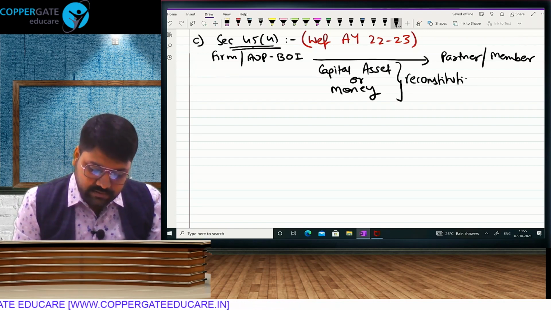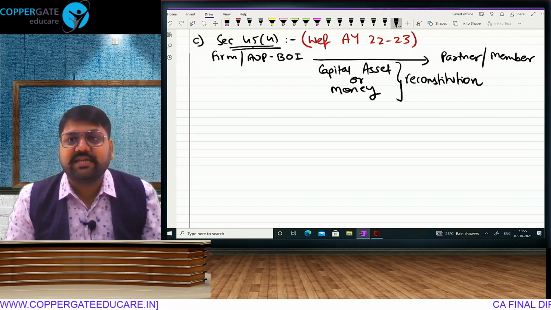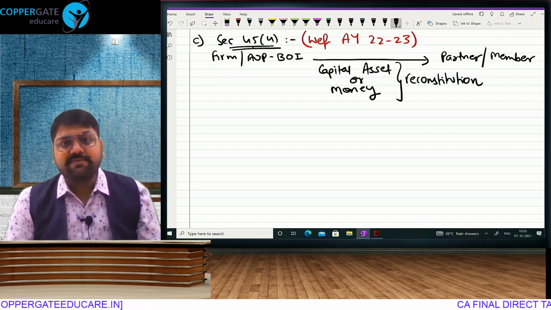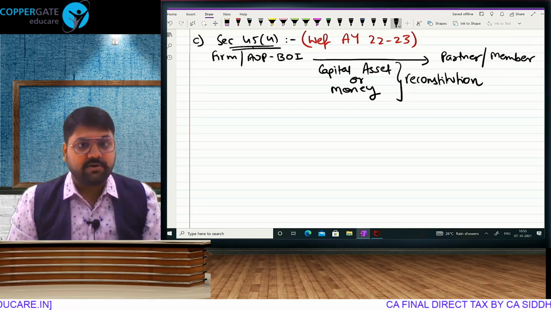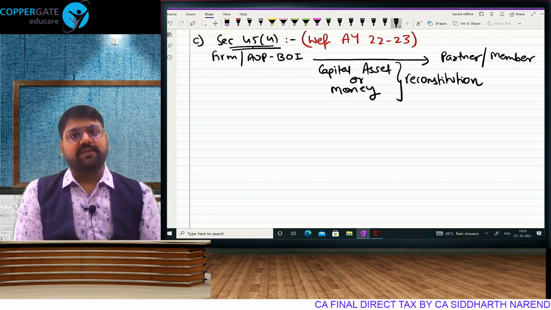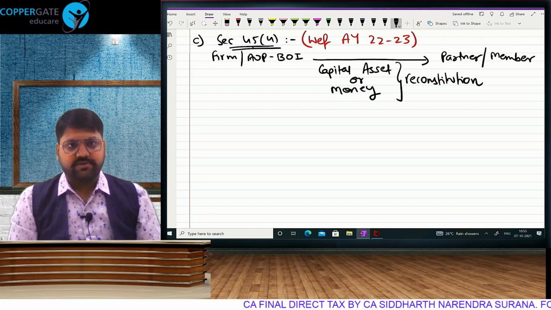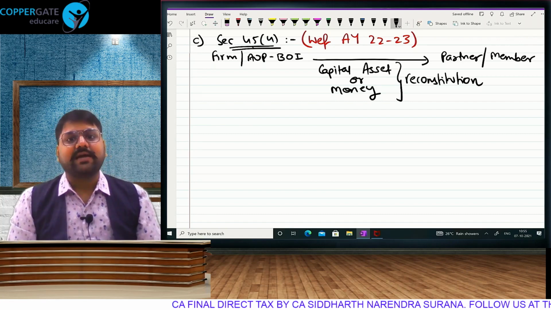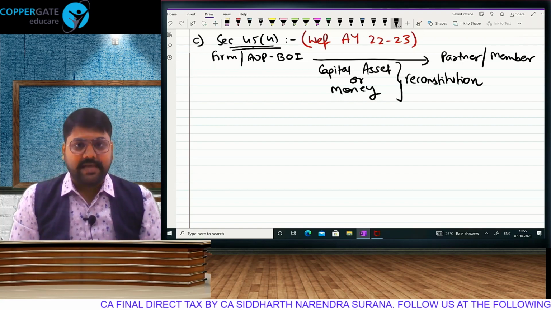And here the occasion given is reconstitution. Only one. So what were the two occasions or events given as far as 9B is concerned? Dissolution and reconstitution. But this section 45(4) will be applicable only in case of reconstitution. What is reconstitution? Admission or retirement, at least one old partner should continue. Then the 45(4) calculation will also come into picture. What is that calculation? That we will learn with examples.